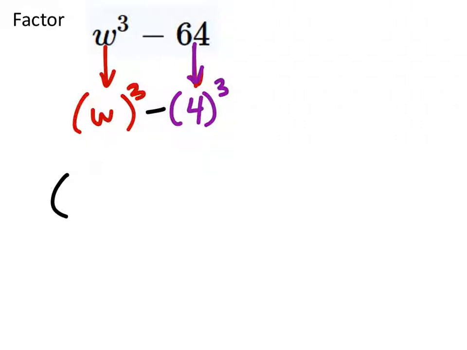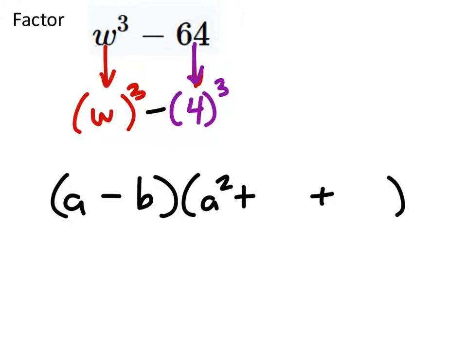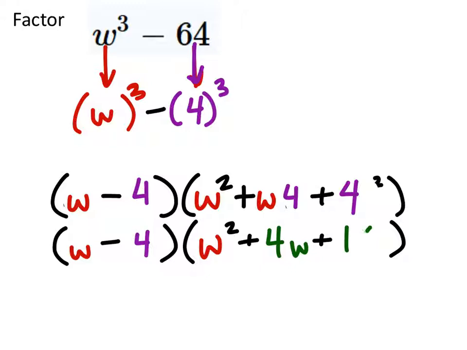So let's write our formula out. Keep the sign in that first one. SOAP: stays, opposite, always positive. And this is a minus b times a squared plus ab plus b squared. So we do have our a value, which is w, and our b value is 4. The only thing left to do is to multiply w and 4 squared, and 4 squared is 16. That's it.